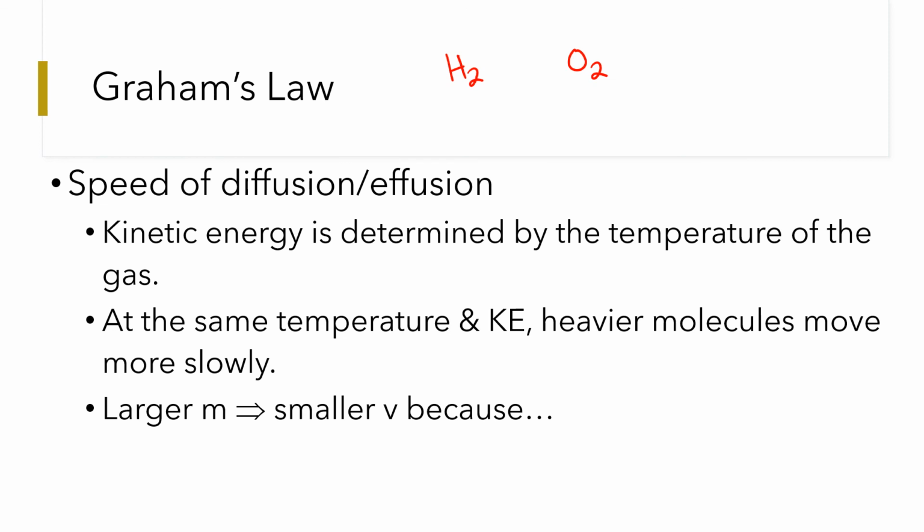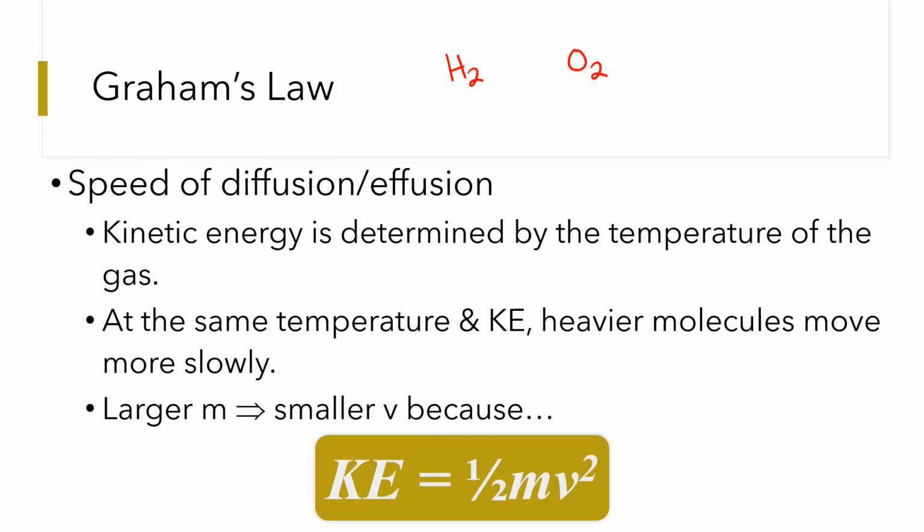Graham's law says that the heavier molecules move more slowly, and that's based on the formula for kinetic energy. Kinetic energy is equal to 1/2 mass times velocity squared. Again, this equation just reinforces the concept that bigger things move slower. So to answer the question, oxygen would move slower while hydrogen gas would be faster just because of the mass alone. It's physics.